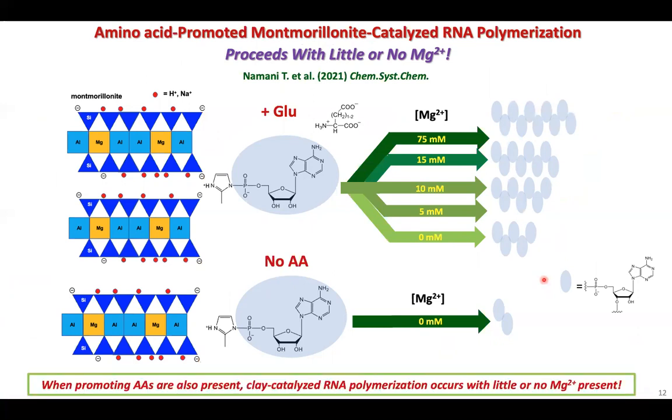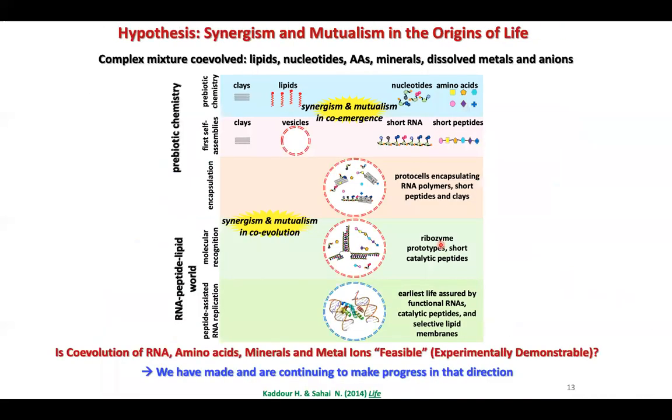So why is this important? It's important because now you can get polymerization in a wide range of environments where magnesium might be lower than this 75 millimolar. Also, these lower concentrations would have been compatible with the very old primitive membranes, which may have been only made up of fatty acids without even any phospholipid present. So indeed, I would say that we have made and are continuing to make progress in that direction. Many other groups are as well.